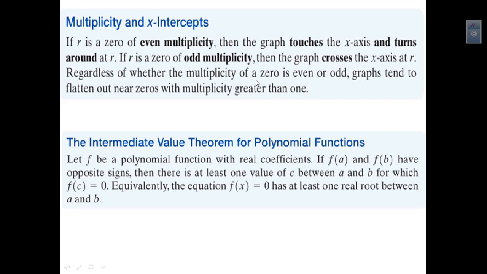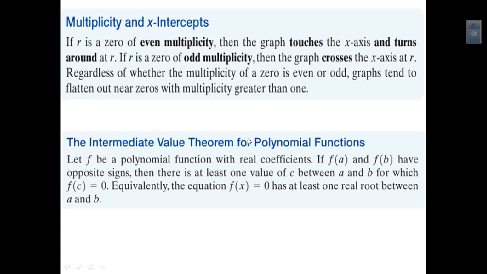Regardless of whether the multiplicity of a 0 is even or odd, graphs tend to flatten out near zeros with multiplicities greater than 1. So for instance, if we had an odd multiplicity that only occurred 1 time and one that occurred 3 times, it's actually going to be a little flatter around that 0 that occurs 3 times.